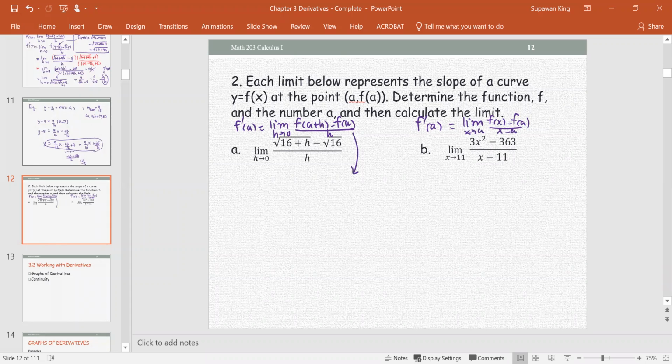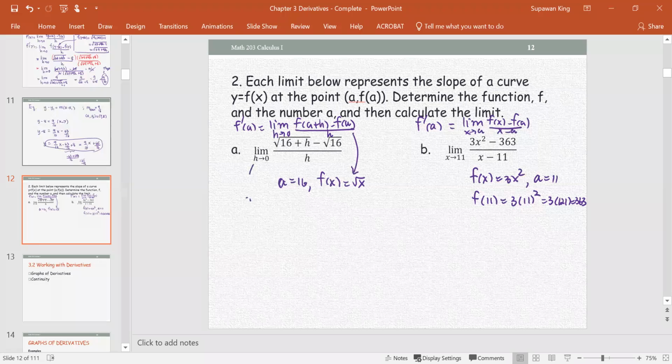For the first one, part A, if we compare term by term, we would see a as the number 16 and the function f of x as the square root of x. For the second case, part B, f of x would be 3x squared, where a equals 11. Let's check: f at 11 is 3 times 11 squared, which is 3 times 121. Yes, we get 363.